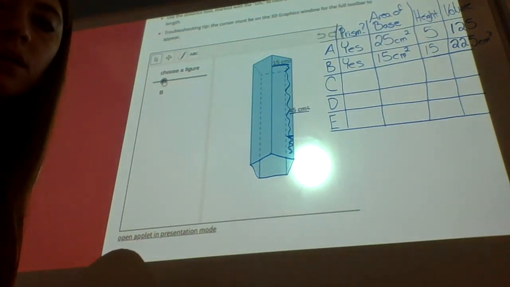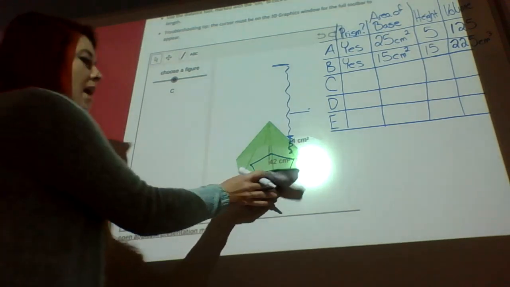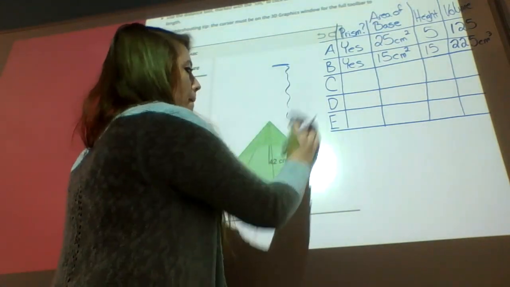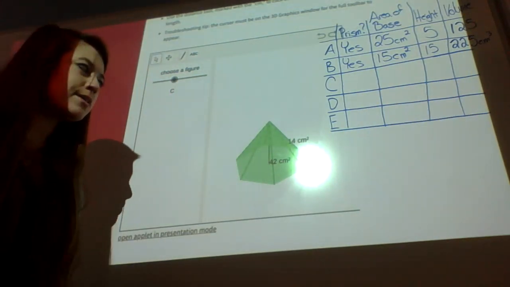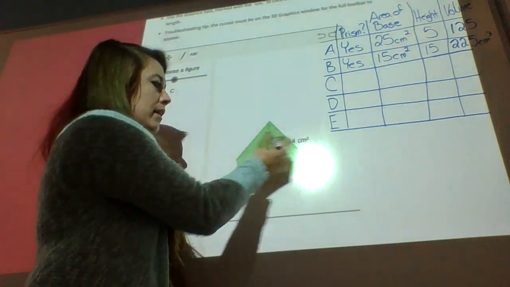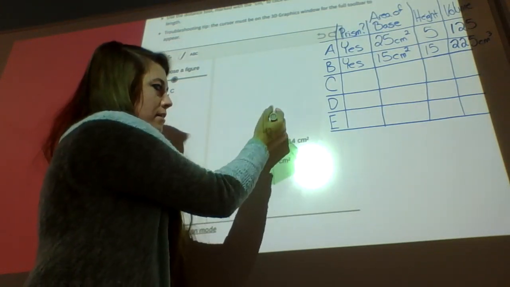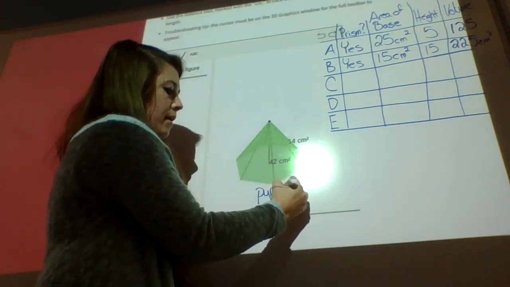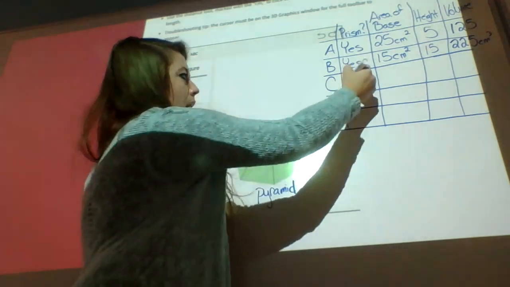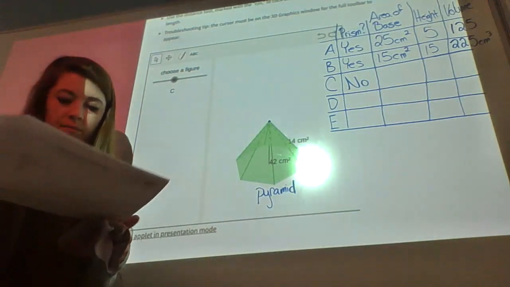So here we have this one. Now, is this a prism? Do we have 2 unique polygon bases separated by rectangles? No, we have a polygonal base, but the sides are all triangles coming together at a point. So this is a pyramid, not a prism. So this one is not a prism.